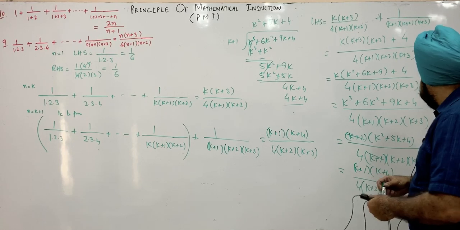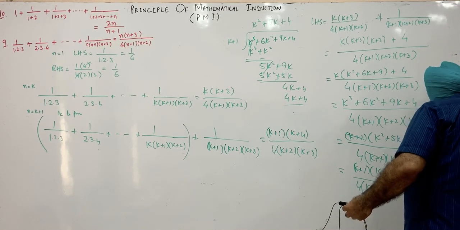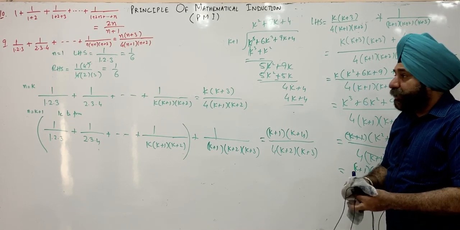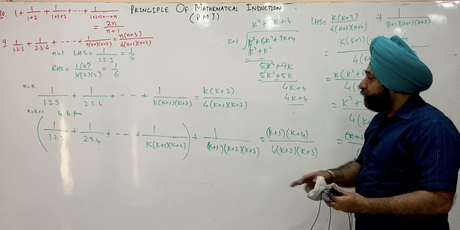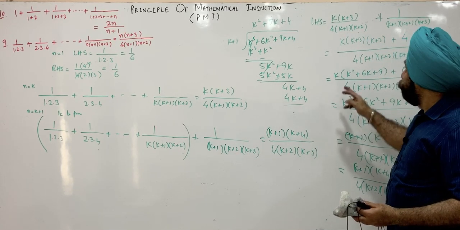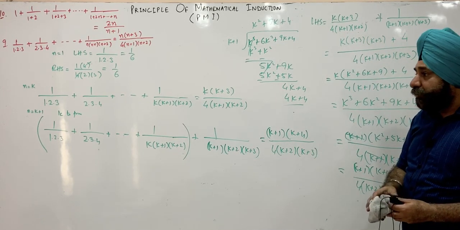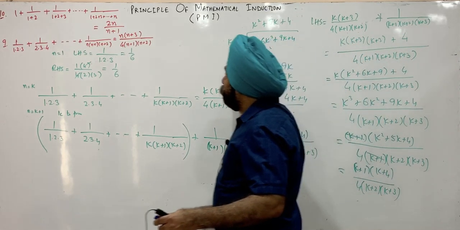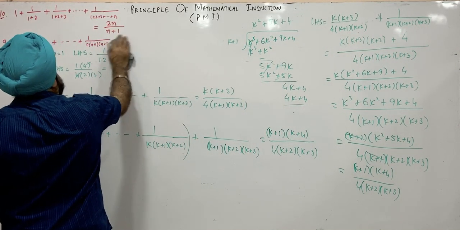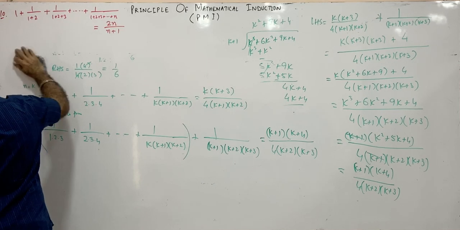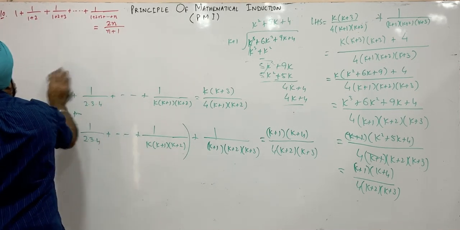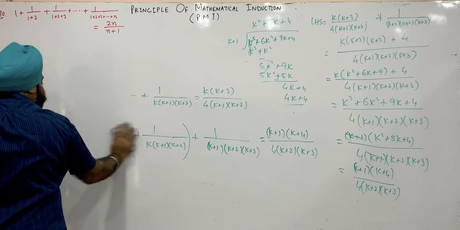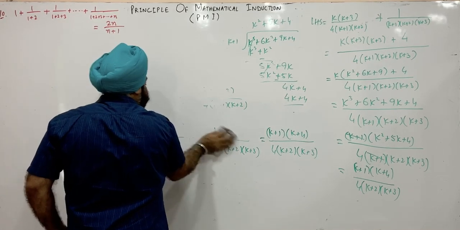So we first prove the result true for n is equal to 1. We assumed the result true for n is equal to k, and then now we prove the result true for n is equal to k plus 1. So what do we write? We write, hence by principle of mathematical induction, the result is true for all n which belong to set of natural numbers.